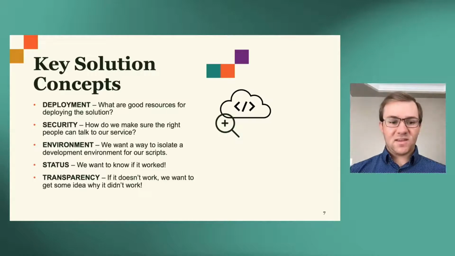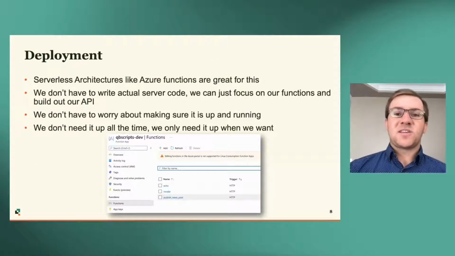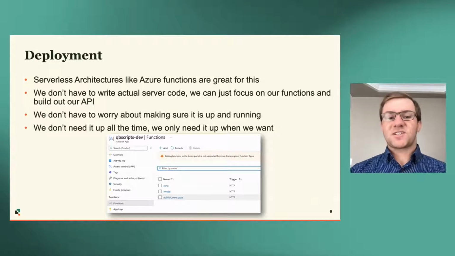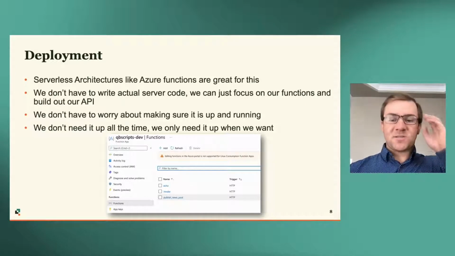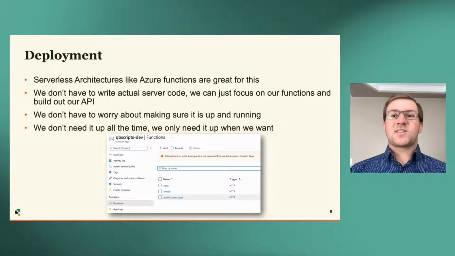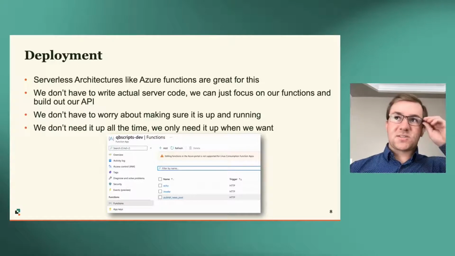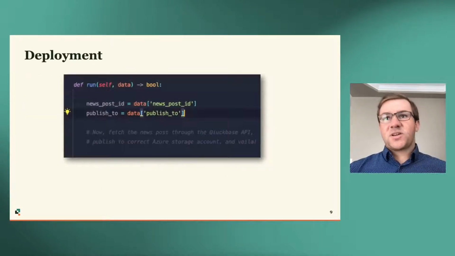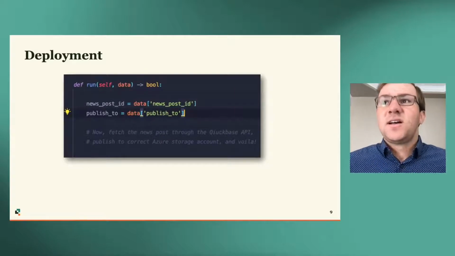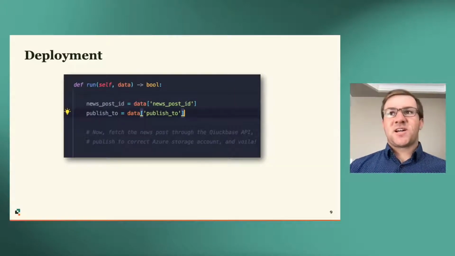So the first note on deployment is I'm using Azure Functions for this. Serverless architectures like Azure Functions or AWS Lambdas are great for this because we don't have to write the actual server code. We can just focus on our functions and build out our API. We also don't need to worry about making sure it's up and running. Azure takes care of that for us. And we don't need it up all the time. We only need it when we want to make those web calls. And then to start painting the picture of how the system actually works under the hood, we have a function here. This is the beginning of one of our Azure functions that takes in two parameters. So the news post ID of the news post we want to publish.